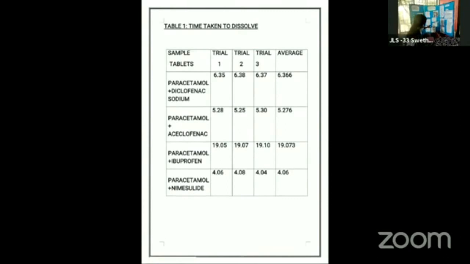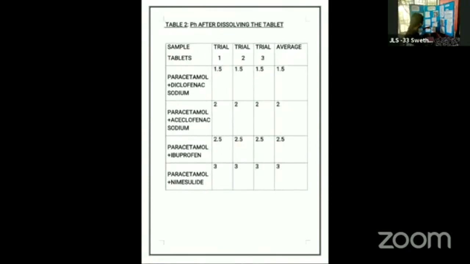Now I note down the pH after the dissolution of tablet. First, paracetamol plus diclofenac took 1.5 pH, and paracetamol plus aceclofenac is 2, and paracetamol plus ibuprofen is 2.5, and paracetamol plus nimesulide is 3.